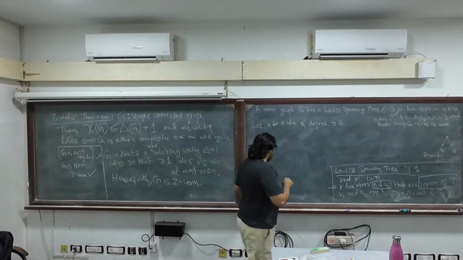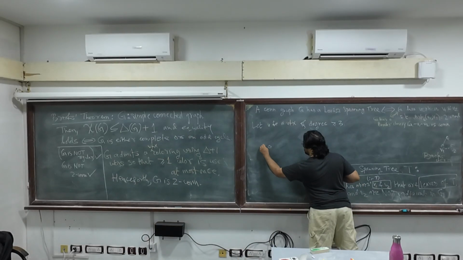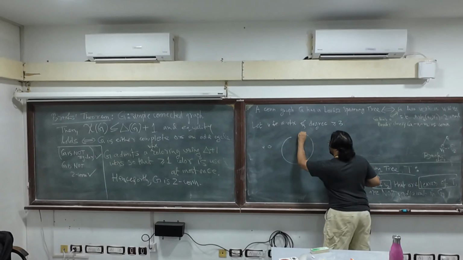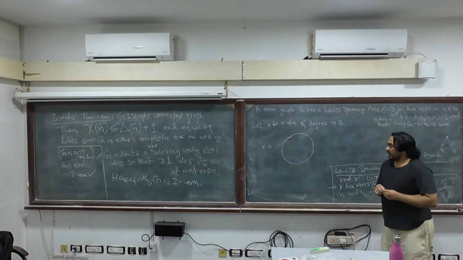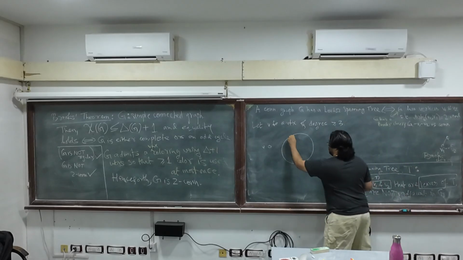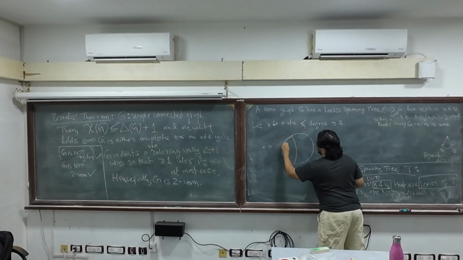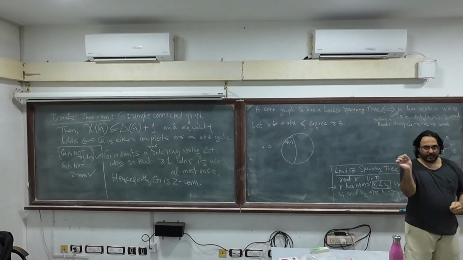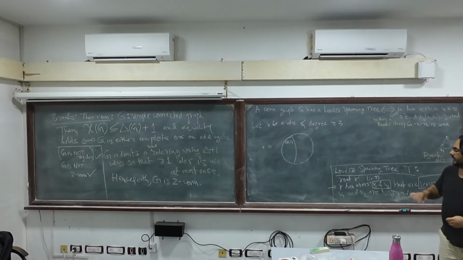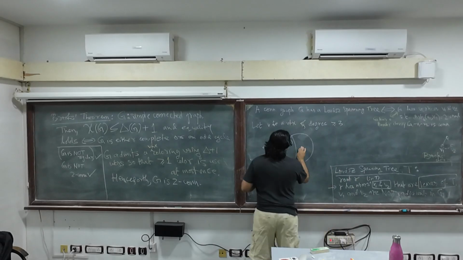Let's make a drawing. V is this vertex, and some vertices here might be neighbors of V. This is my N of V, vertices that are neighbors of V, adjacent to V, and these are the remaining vertices.